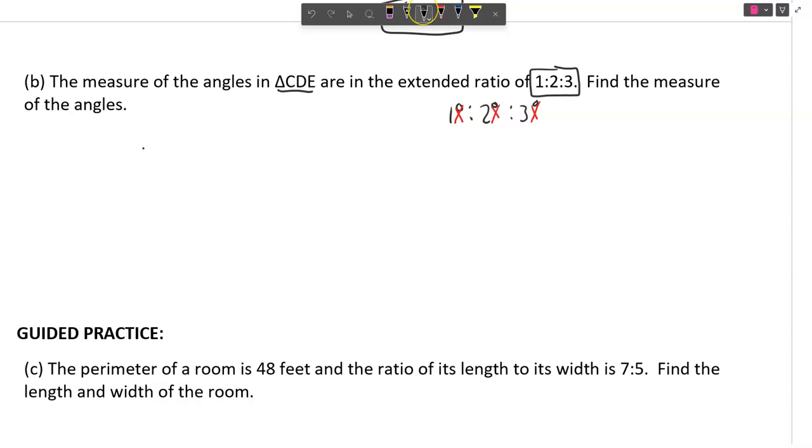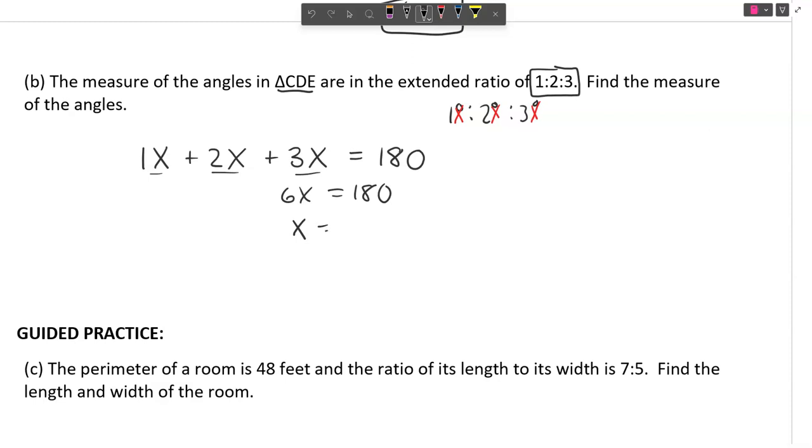So if the first angle is 1x, and the second angle is 2x, and the third angle is 3x, I know that if I add up all three of these angles together, this has to equal 180 degrees. We're going to combine like terms on the left-hand side. That's going to give me 6x equals 180. And so when I divide both sides by 6, I get x equals 30. Now 30 is not my final answer.